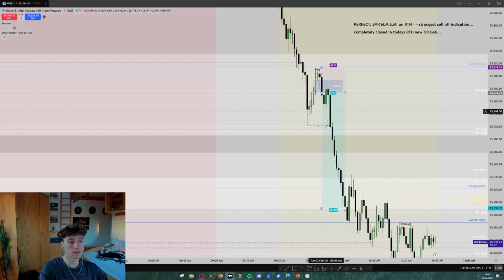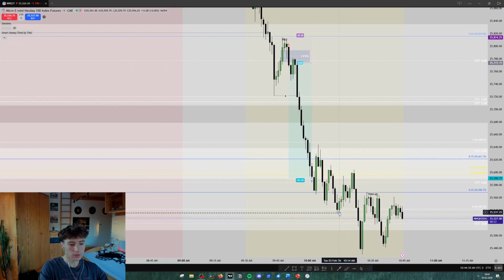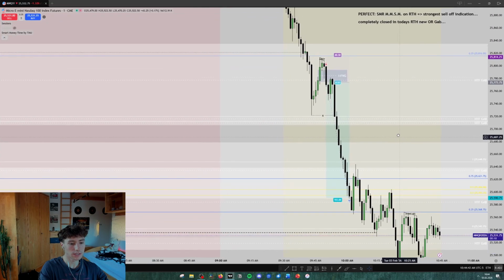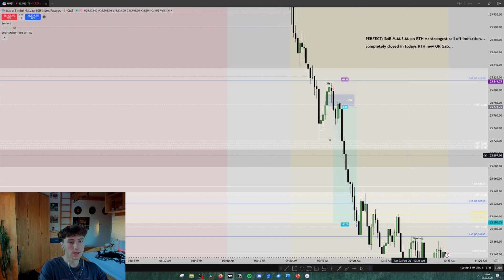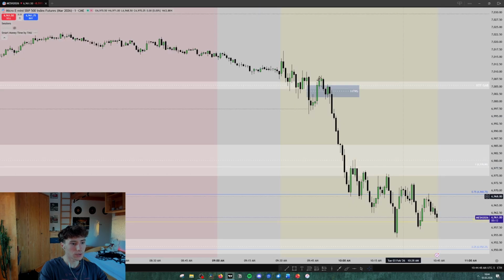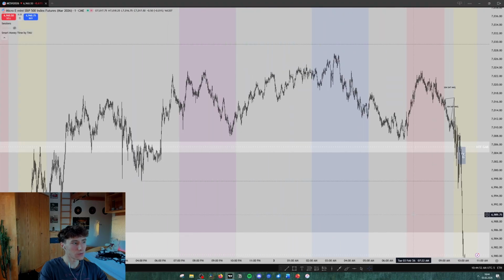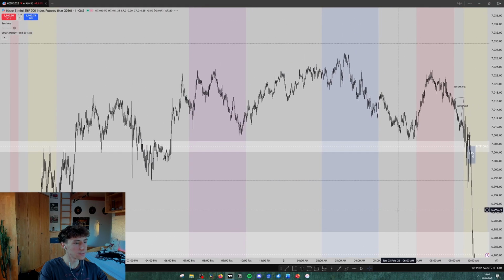Just insane. So really insane sell-off in here. And we reached external sell-side liquidity, and now we are basically consolidating. We don't want to trade anything in here, but that's basically it. Really amazing trade. And right here you have ES, so basically S&P.